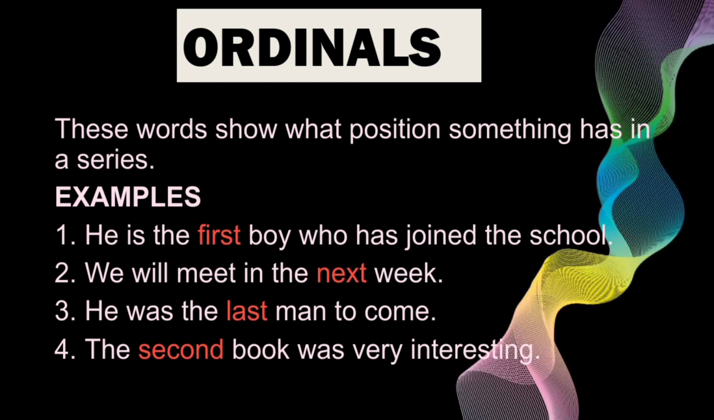Ordinals are used to show the position something has in a series. For example: he is the first boy who has joined the school. We will meet in the next week. He was the last man to come. The second book was very interesting. So words such as first, last, next, second, all these words show the position of any thing or person that is placed in a series, in an order.